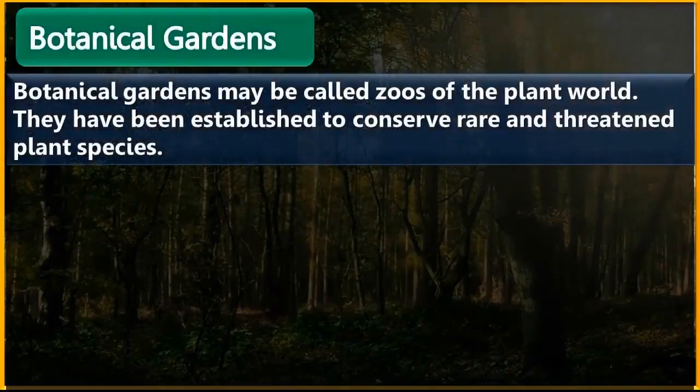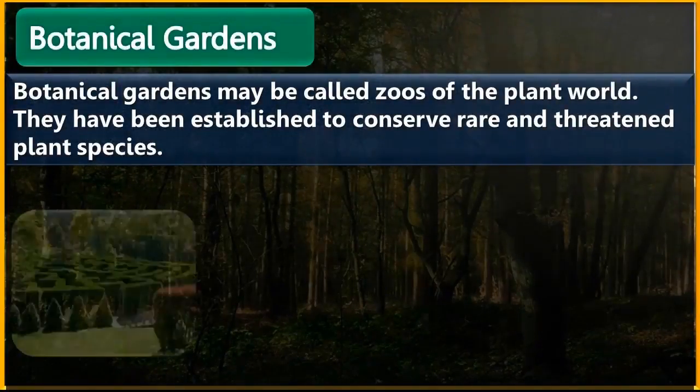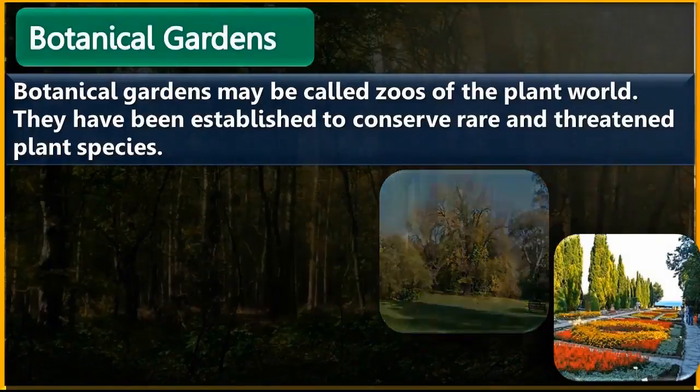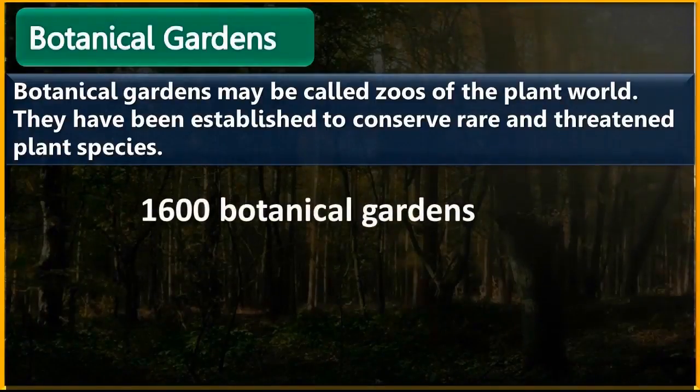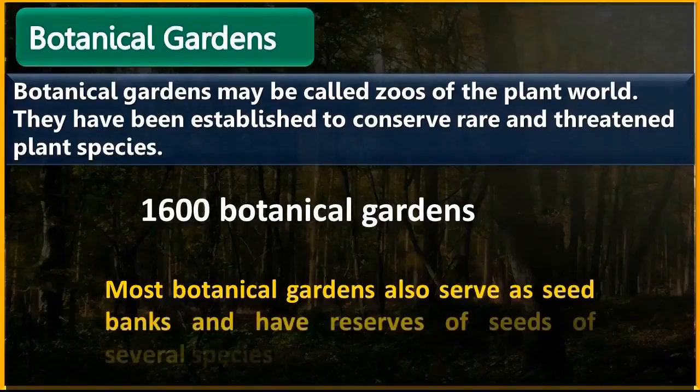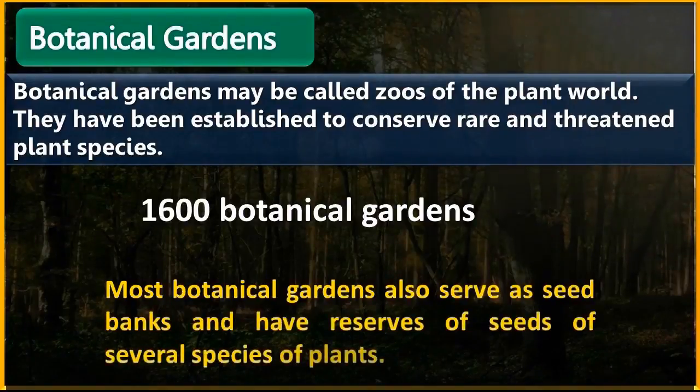Botanical gardens. Botanical gardens may be called the zoos of the plant world. They have been established to conserve rare and threatened plant species. There are about 1600 botanical gardens the world over. Most botanical gardens also serve as seed banks and have reserves of seeds of several species of plants.